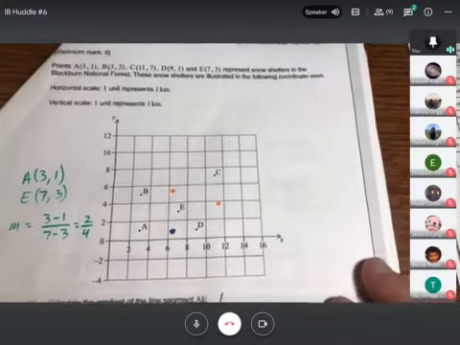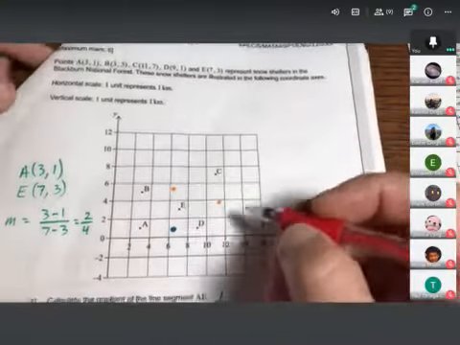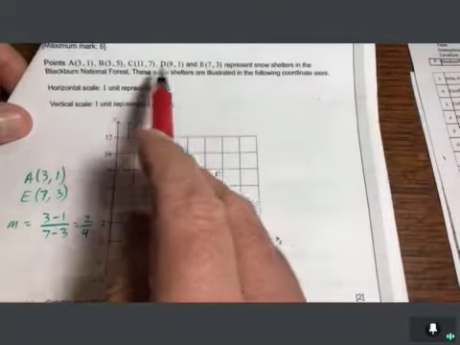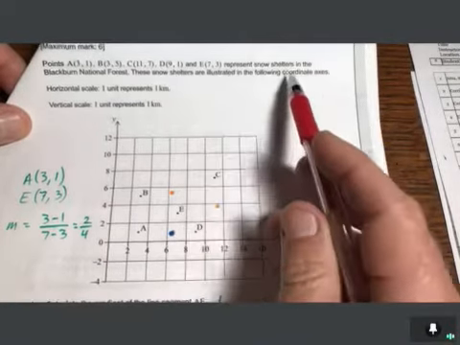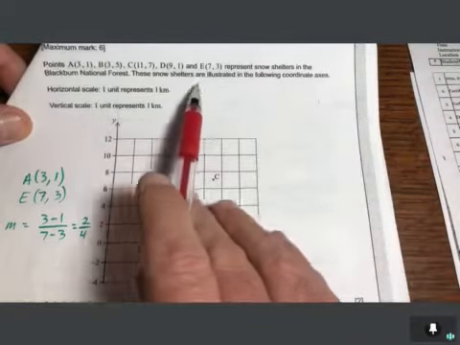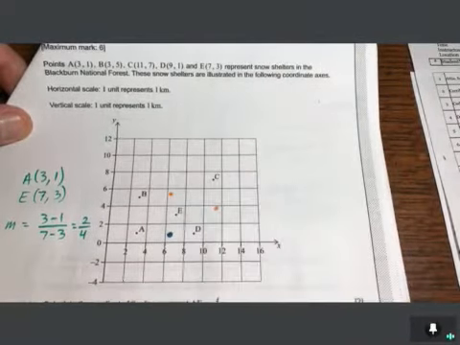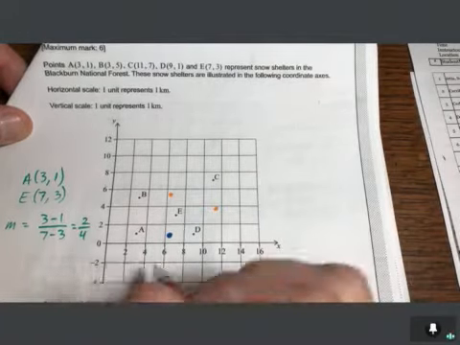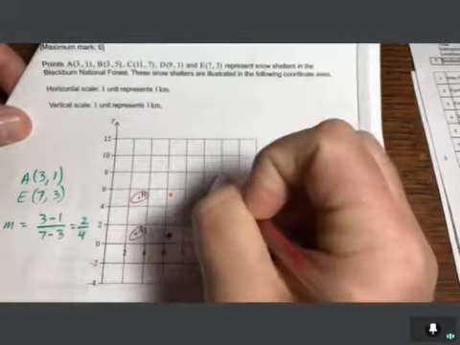Okay, so let's go over this question here. It says points A, B, C, D, and E represent snow shelters in the Blackburn National Forest. These snow shelters are illustrated in the following coordinate axis. Okay, so we have these points here, A, B, C, D, E.